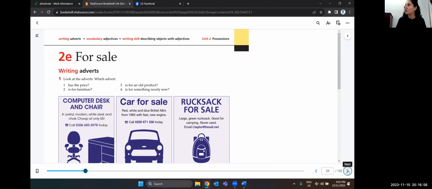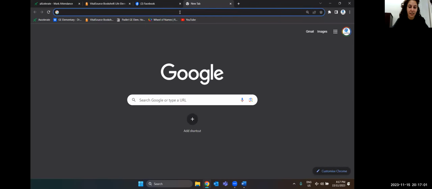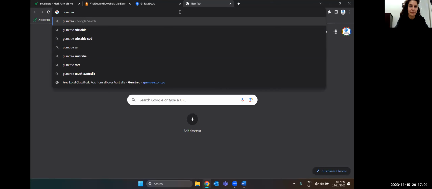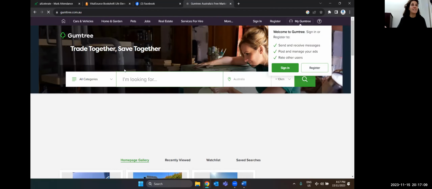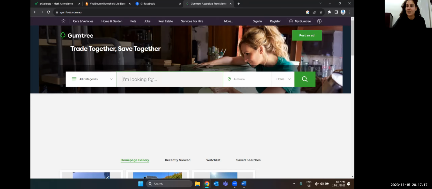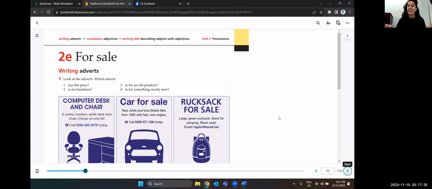Now, when you're in Australia, we use websites like Gumtree. So has anyone been on Gumtree? Yeah? No, you don't know it? So if I want to buy something, I go to here and I can find something. Or if I want to sell something. So if I want to buy or sell, I can use this that says I'm looking for whatever, car, backpack, whatever. And then I can put, you know, Adelaide, and the distance. So that's what we're doing today. We're looking at making an advertisement. We want to sell something that we have. We don't want it anymore. So it's called an advert or advertisement.